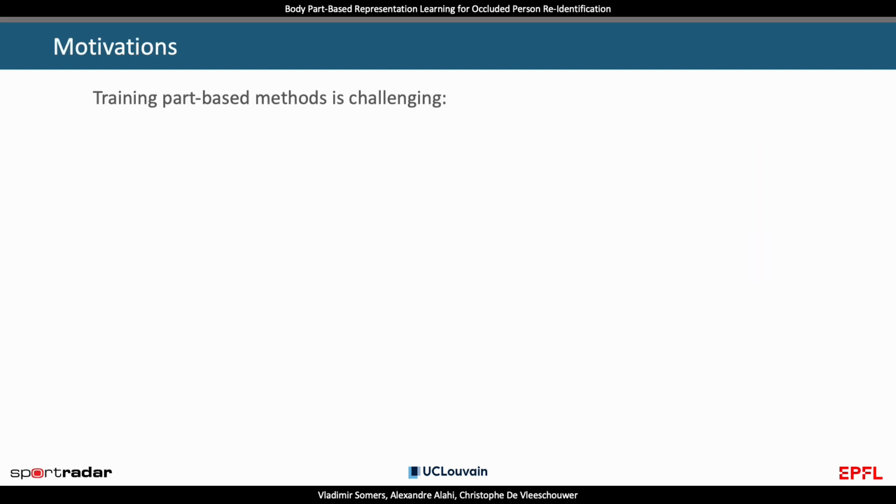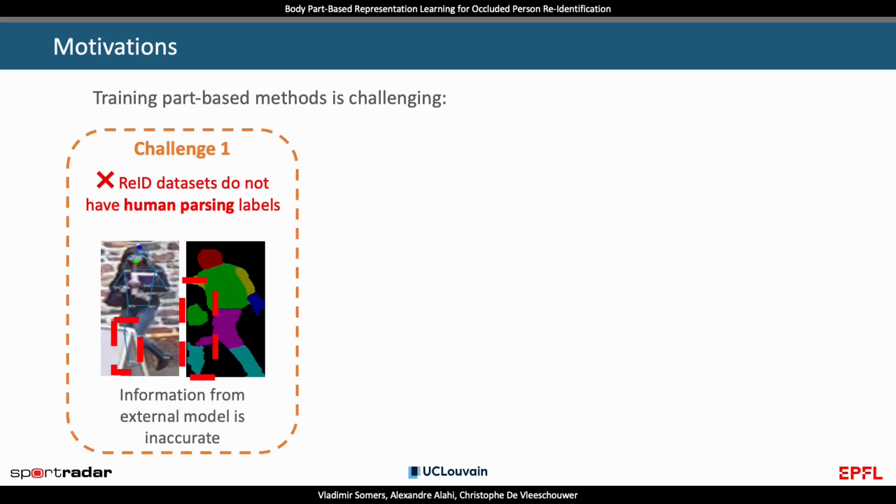However, training a part-based model is challenging for two reasons. The first challenge is that re-ID datasets are not provided with human parsing labels. Moreover, external pre-trained models for human parsing are inaccurate. We must therefore find a way to teach the model to localize the different body parts.